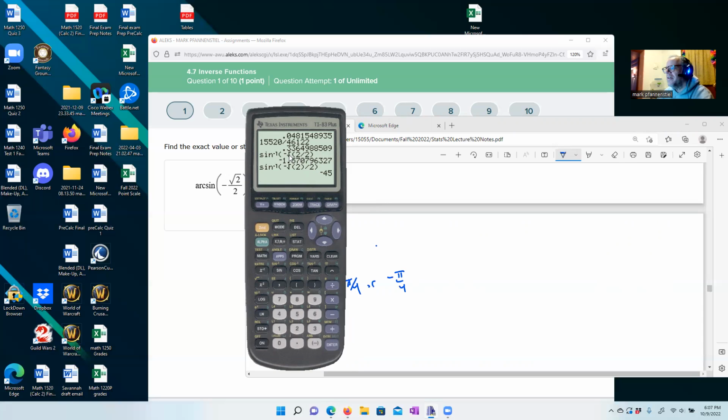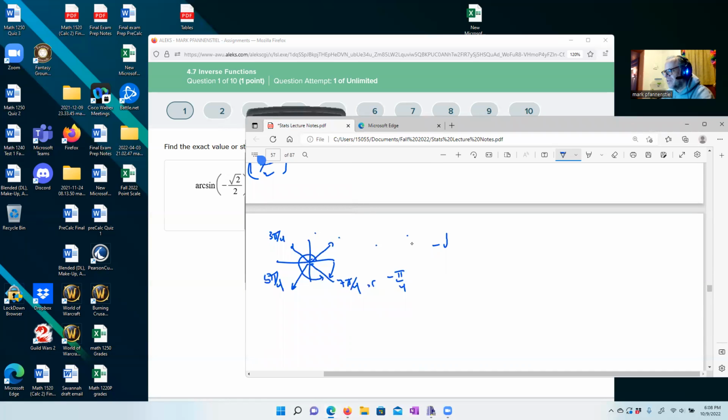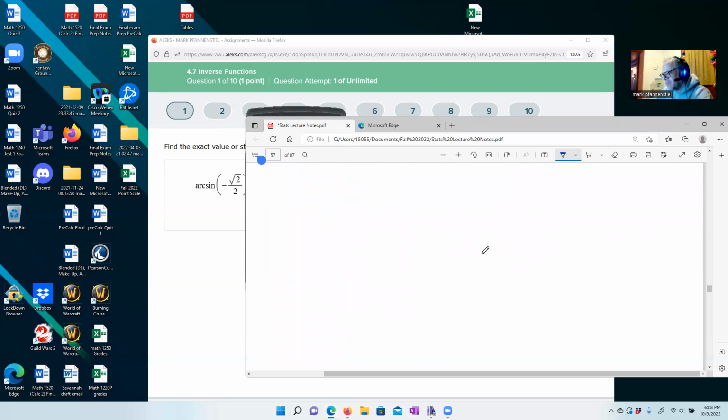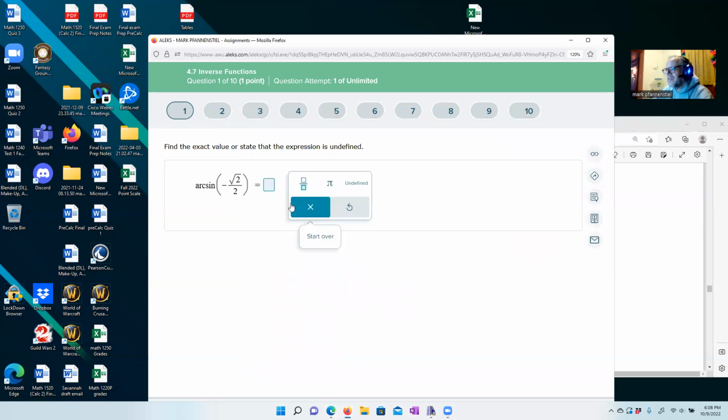Oh, I know what happened. I put the parentheses wrong. So the calculator thought I meant negative root 2 over 2, so it's the inverse sine of negative 1. That's going to tell me negative 90 degrees, or negative pi over 2. So that's how that's working out. I used the parentheses wrong for that one. So we ended up with negative 45.